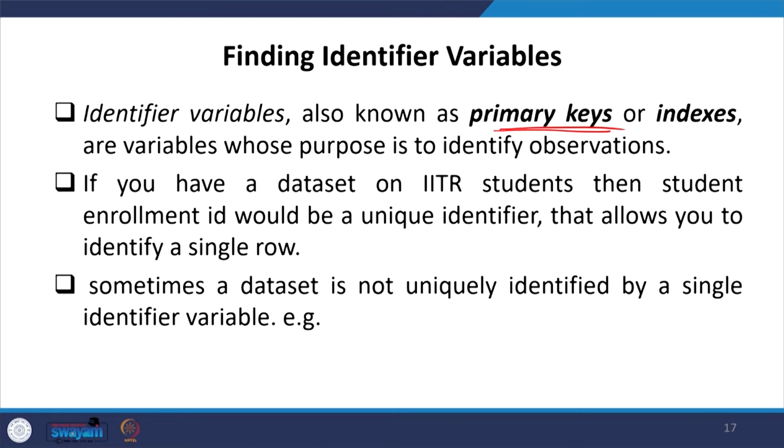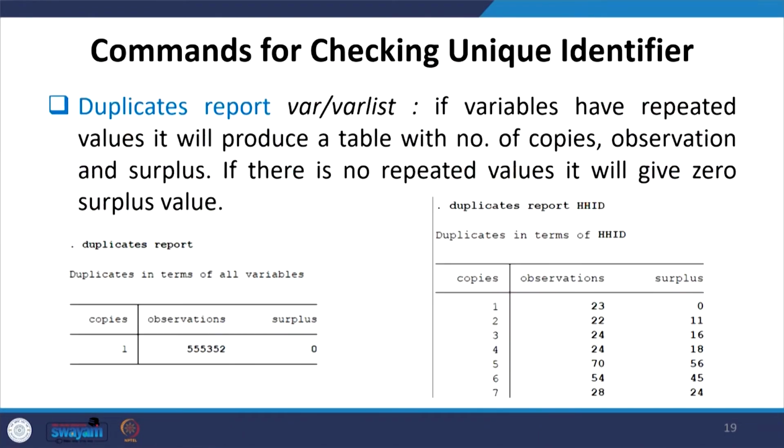Sometimes a database is not uniquely identified by a single identifier variable. We need to mix multiple pieces of information to define an identifier variable. You can just read between the lines and I am sure you will understand. Coming to the commands for checking unique identifiers, we are going to use them in detail in our extraction. I am just going to give you the basic information at this moment.